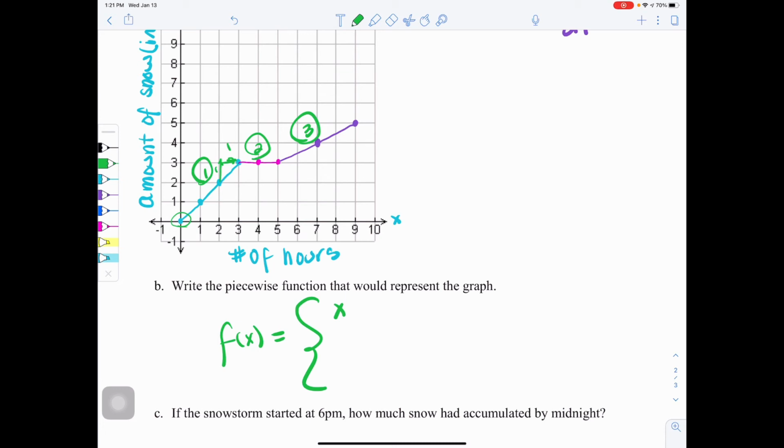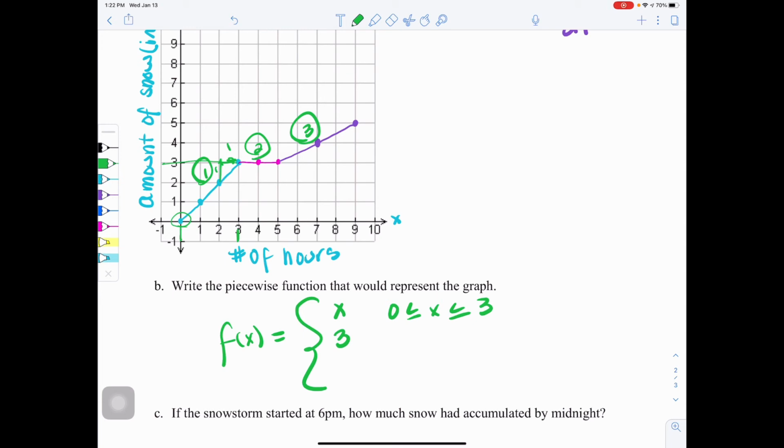You then need to list the domain that we're using it. We're using it for x values of 0 up to 3. So 0 is less than or equal to x is less than or equal to 3. The next section is a horizontal line that, if I were to extend it, would cross the y-axis at 3. So it's f of x equals 3, and we're using that from 3 to 5.